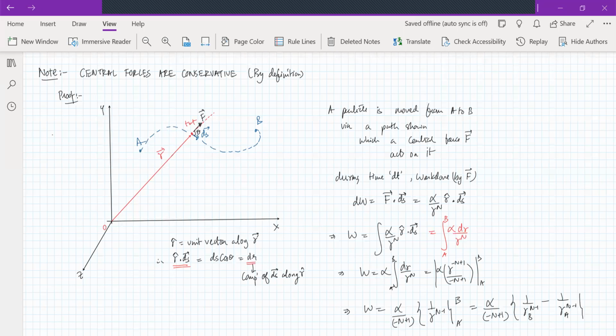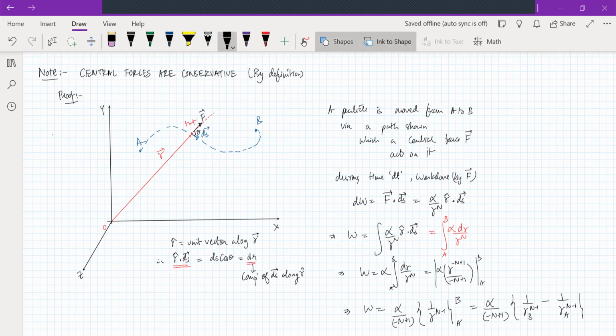So you can see this is independent of path. It only depends on initial position and final position. And also, in any round trip, if you're coming back to A, then your RB will be equal to RA in this expression. So by definition, your work done will be 0. So it shows that the central force by definition is conservative. Now, whether that value of capital N is 2 or 1 or half or whatever it be, it will always be conservative in nature.